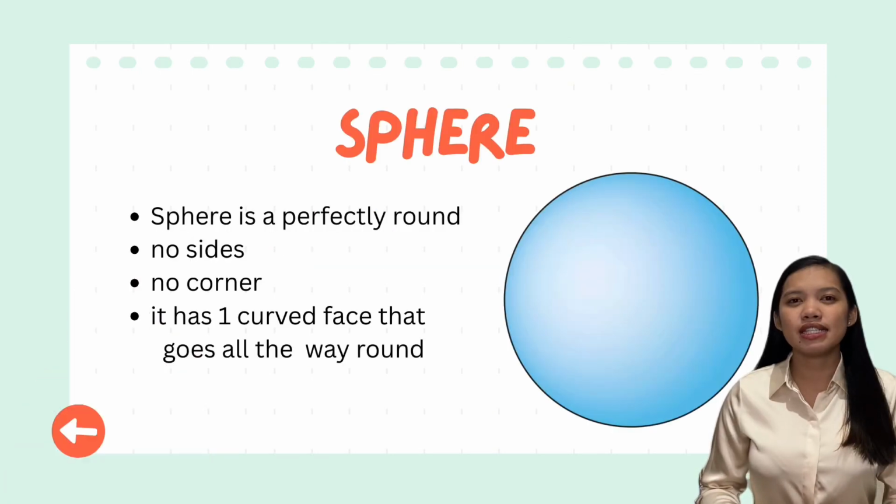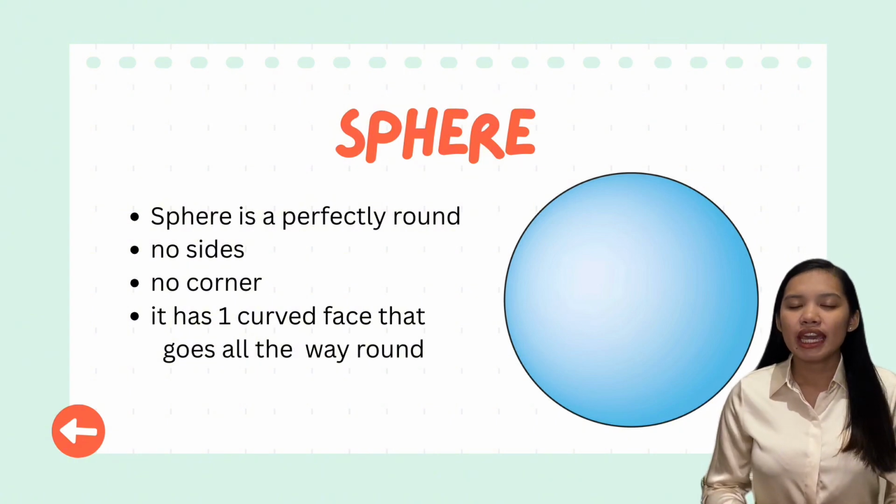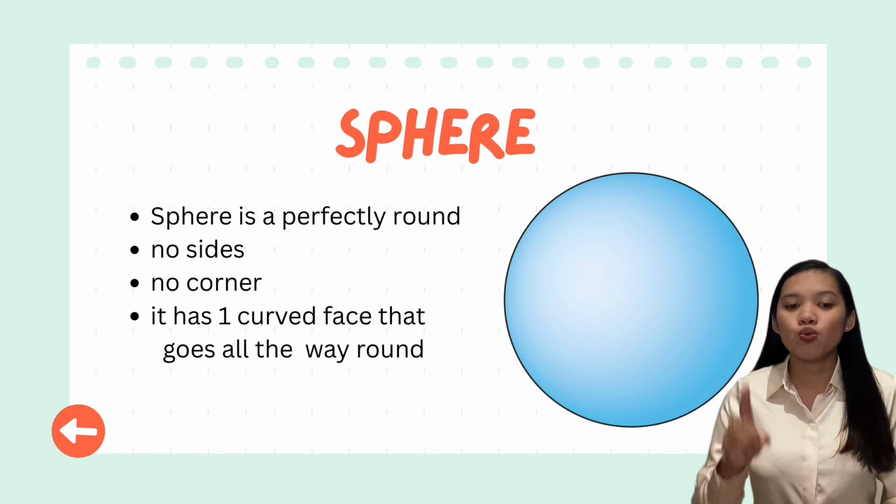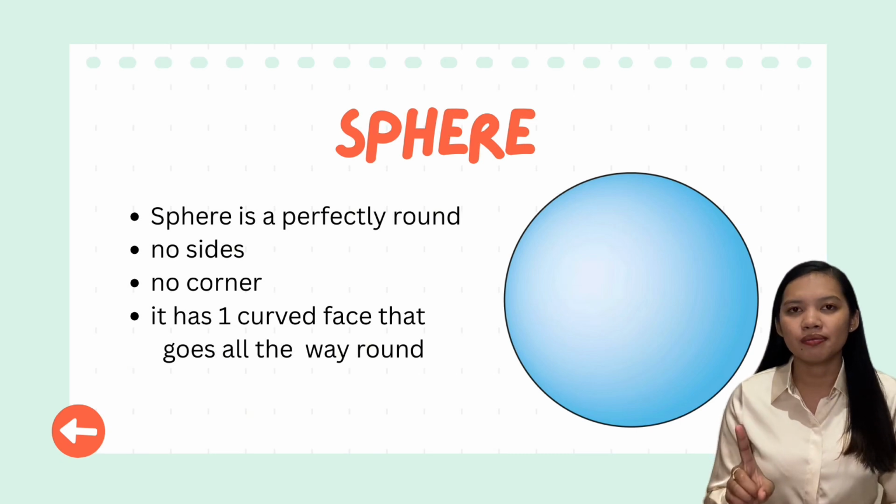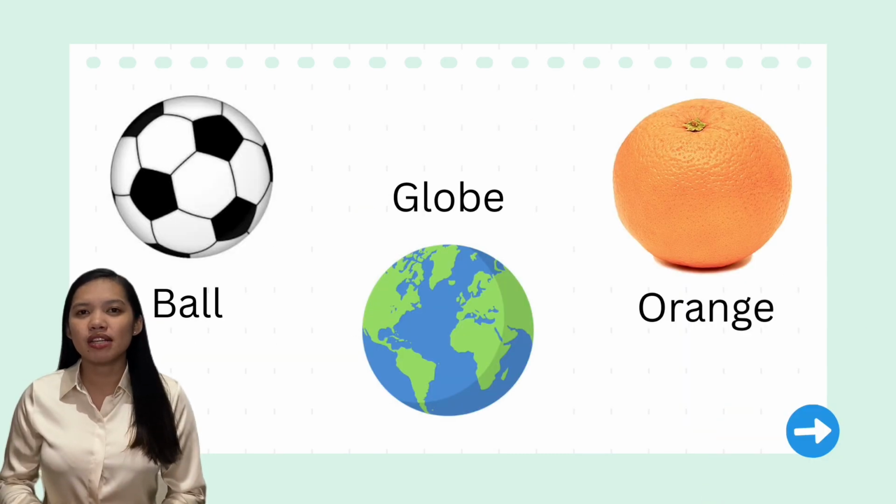The first is the sphere. A sphere is perfectly round. It has no corners and no sides. It has one curved face that goes all the way around. The real-life examples are the ball, the globe, and the orange.